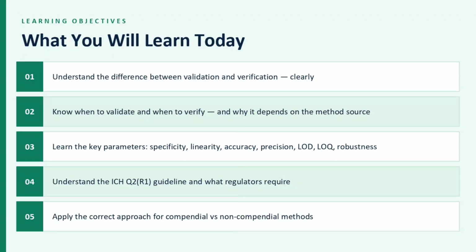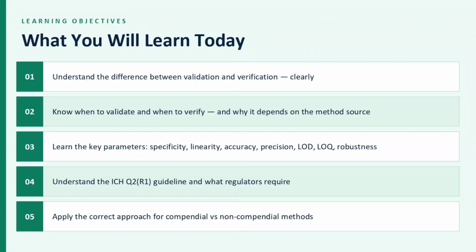Number 1, you will understand the fundamental difference between validation and verification. One clear rule that makes everything else fall into place. Number 2, you will know when to validate and when to verify. This decision depends entirely on where the method came from. Number 3, we will go through all 8 key validation parameters defined by ICH Q2(R1). Specificity, linearity, accuracy, precision, LOD, LOQ, range, and robustness. Number 4, you will understand the ICH Q2(R1) guideline and which parameters regulators require for each method type.